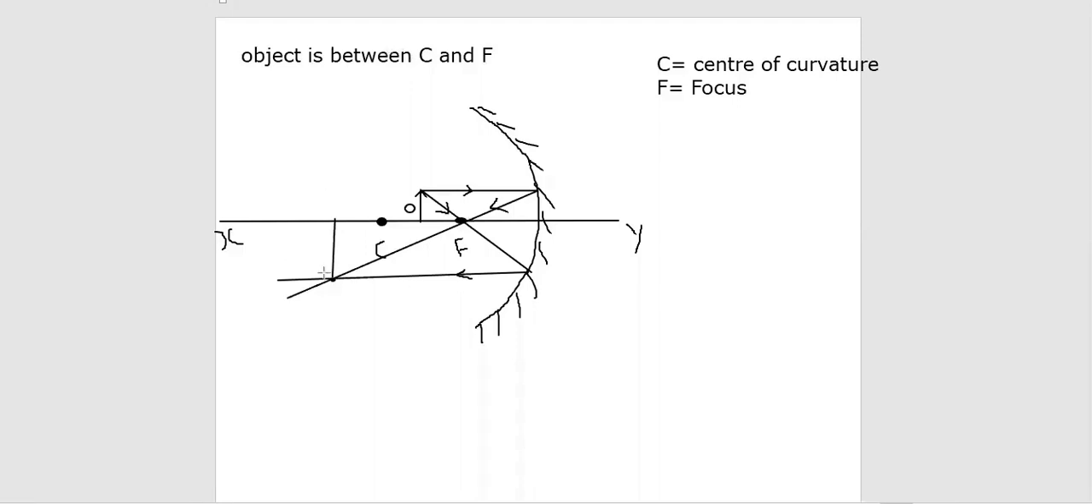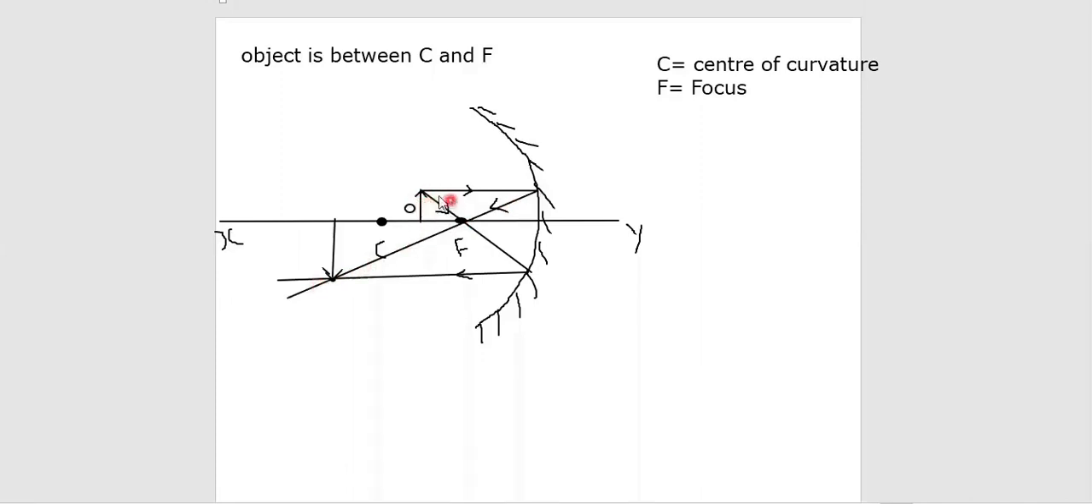And you know how will be the image? The image will be real and inverted. You can see the image, right? A ray of light is coming parallel to the principal axis. After reflection it will pass through the focus. This is the first rule you have learned. Image will be formed behind the center of curvature.